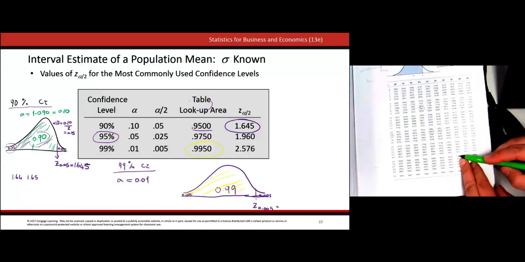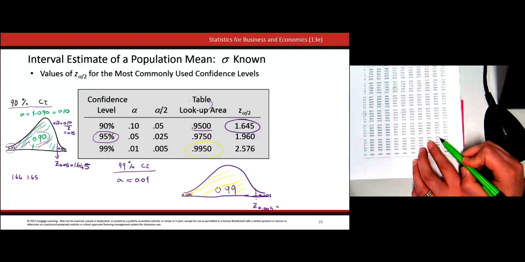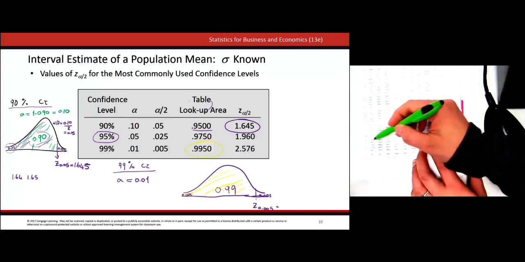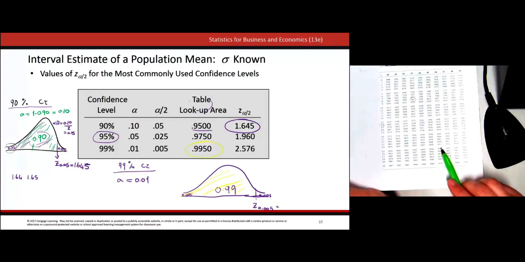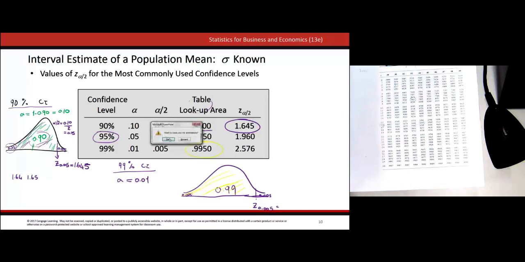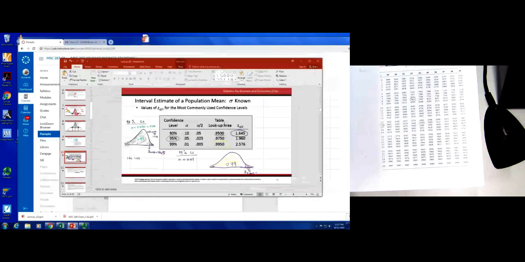Approximately this one, which is 2.57, in between 0.9949 and 0.9954. So it is approximately in between 2.57 and 2.58. If we go to Excel, with three decimals, 2.576.